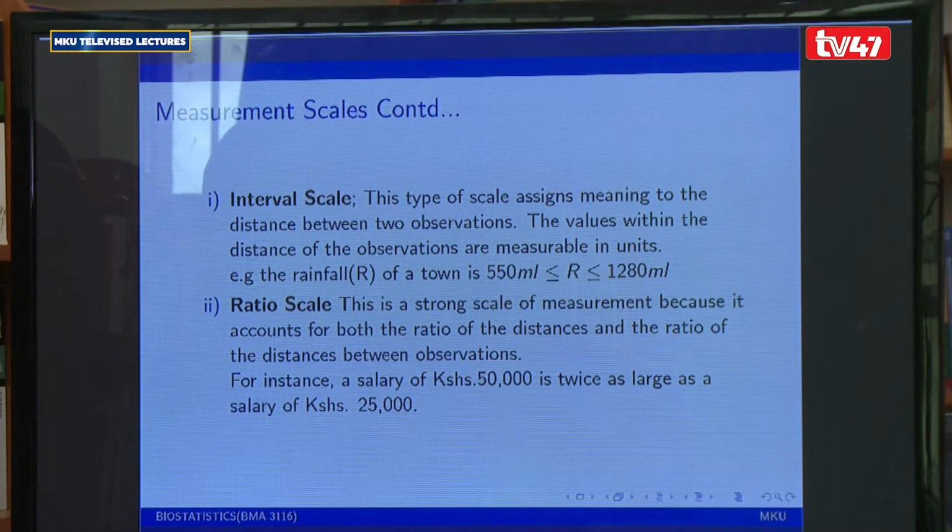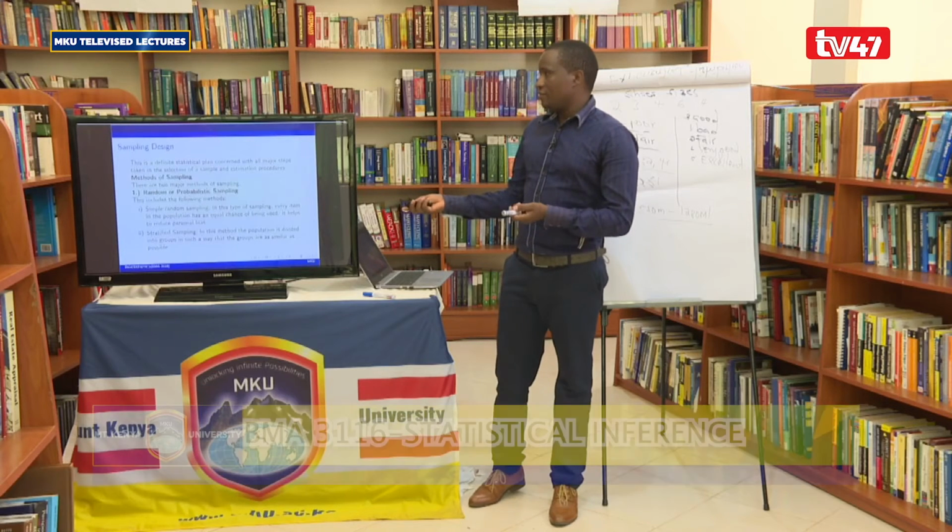For instance, a salary of 50,000 is twice as large as a salary of 25,000. But if you go back to interval scale, it is not possible to compare the rainfall of one place, or one point, to another in such a manner. So the ratio scale is the one that is commonly used in statistics because it has some comparative capabilities.